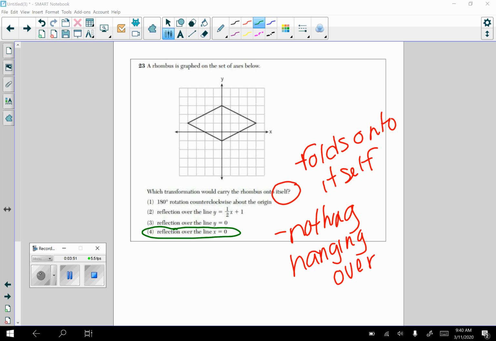If you look at the line x equals 0, which is really the y-axis, if I draw in that line, and if I fold my paper on that line, nothing would overlap. The rhombus would be carried onto itself.